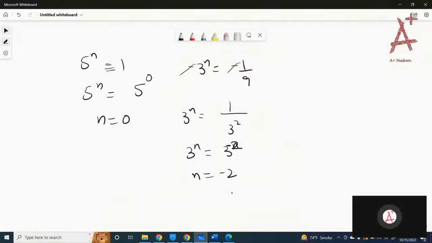Okay, the next one is 4 exponent n equals 64. So you can write 64 as 4 times 4 times 4. So 4 exponent n equals 4 cube, and that means n equals 3. Got it?